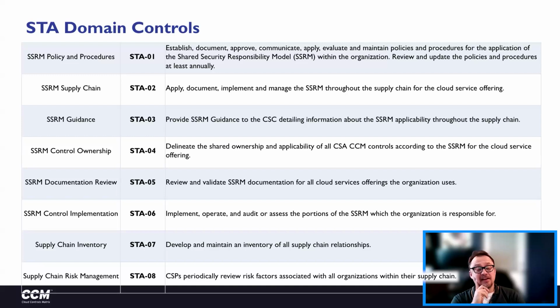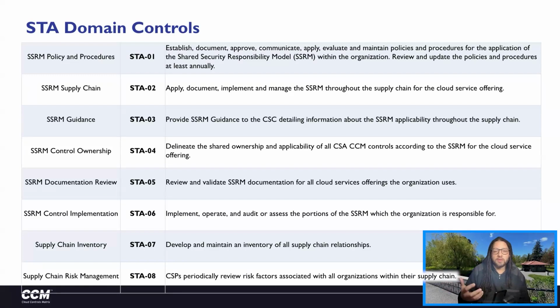Exactly. Almost every domain in the CCM always starts with policies and procedures. Got to have those, or else no documentation. Everything flows from there, right? It sounds boring, but we start with what do we need to do, and then the rest of these controls ladder back up to, well, how are we actually operationalizing that?